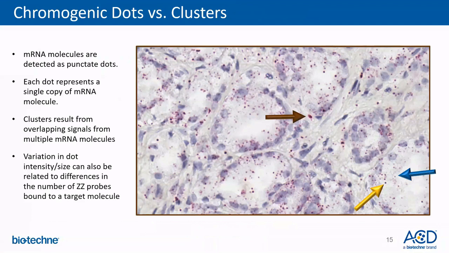Both the small dot, which is pointed to by the blue arrow, and the larger round dot, which is pointed to by the yellow arrow, are both considered 1 mRNA molecule. The dot size depends on the number of ZZ probe pairs that bind the target sequence. Sometimes, when the sample RNA quality is compromised and the RNA sequence is fragmented, fewer ZZs are bound, resulting in a smaller dot. But it still detects 1 mRNA molecule regardless of the dot size. Furthermore, a cluster is pointed out by the brown arrow, and this is the result of overlapping signal dots from multiple mRNA molecules.